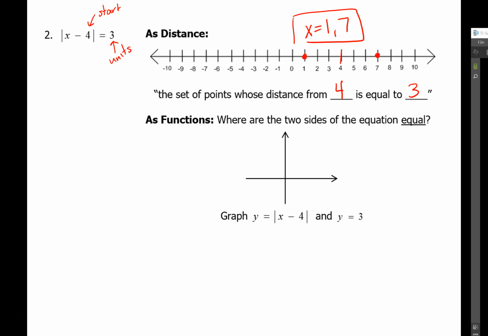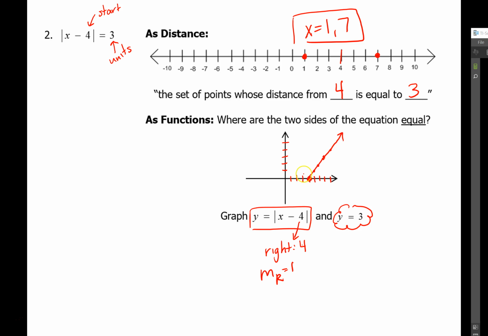Now we can also solve this problem by thinking about the functions and where they're equal. We're going to graph the left-hand side, and we're going to graph the right-hand side. Now this left-hand side, the absolute value of x minus 4, that has moved to the right 4 units. So let's go 1, 2, 3, 4, and that's our vertex, 4, 0. Now I'm going to use that rise and run of 1, because there's no a value out front, to get the right-hand side, which means I'm going to rise and run, rise and run, rise and run, and rise and run.